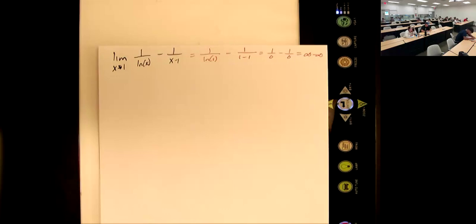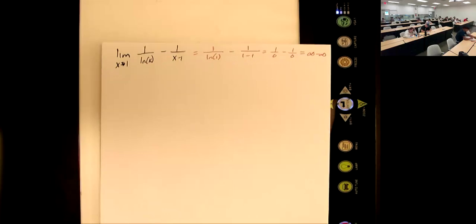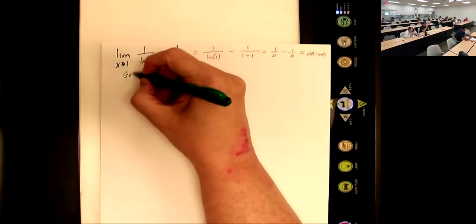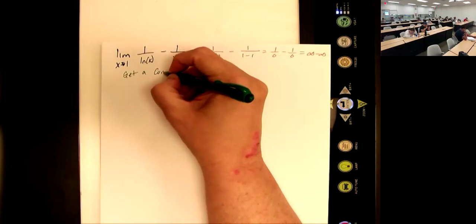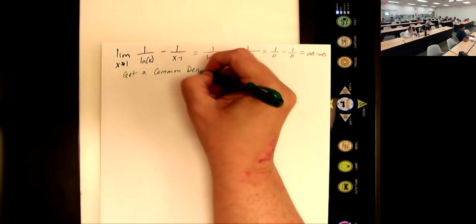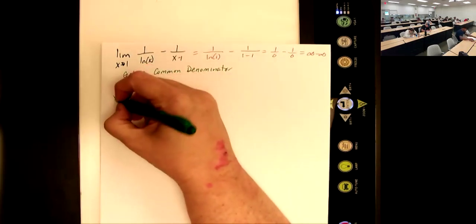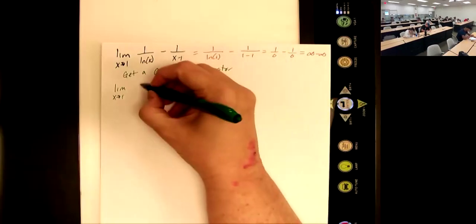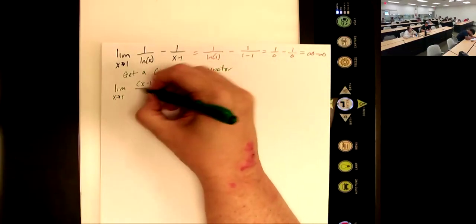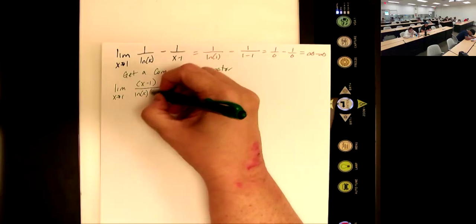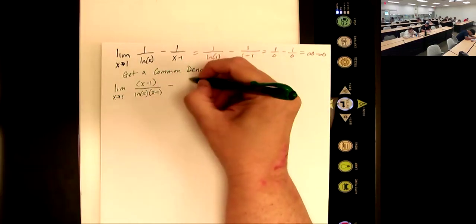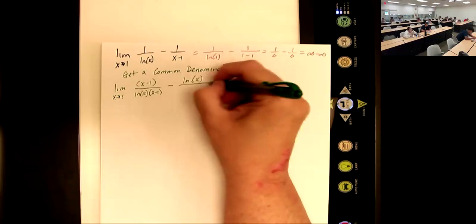So this does meet a L'Hopital thing, but we're not in L'Hopital form, because we got two different fractions. Problem right now is we got two different fractions, so let's get a common denominator. I'll multiply the first one by x minus 1 over x minus 1, and I'll multiply the second one by natural log of x.